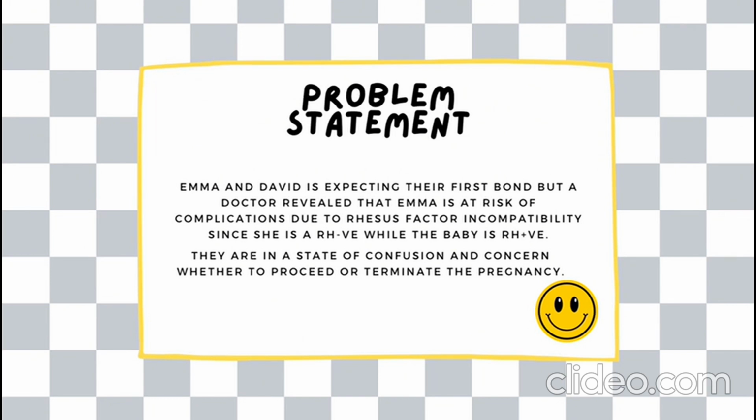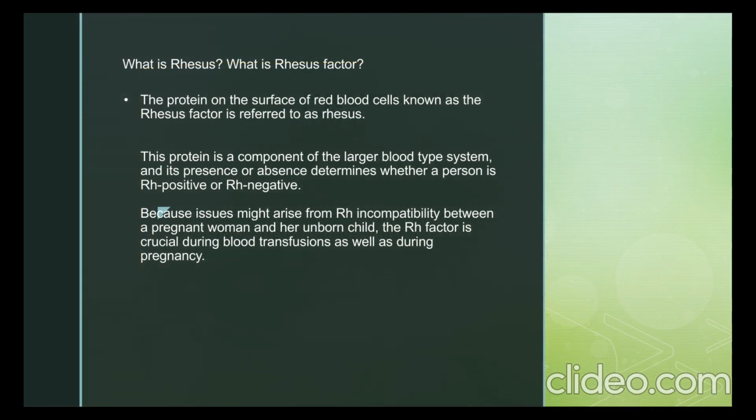In order to help them in making a decision, I'm going to simply put myself as David. As David, I will definitely proceed with the pregnancy of our firstborn. And here is why. First, what is rhesus factor?